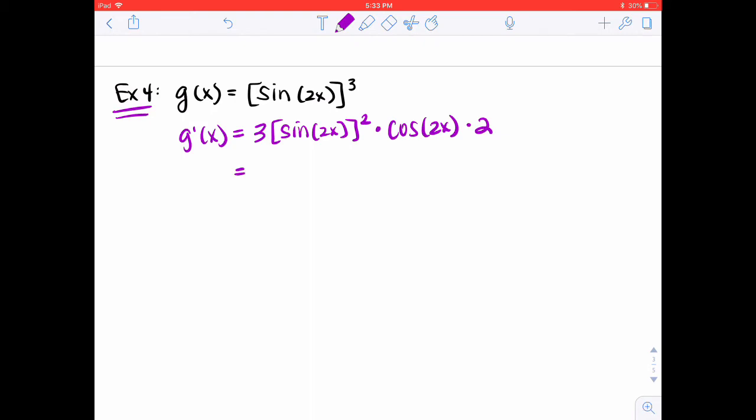And we can simplify this. Let's see here. 3, we get 6 cosine 2x times sine 2x, squared. You can leave it like that. You can move it around if you want to. It doesn't matter. They're both acceptable answers. I would multiply the 3 and the 2 to get things kind of more simplified, but this is acceptable.